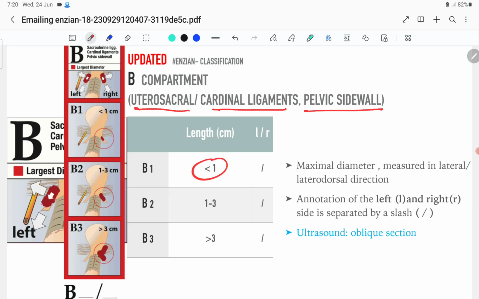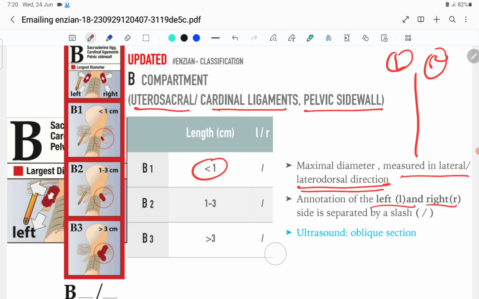So B1 is less than 1 cm, maximum diameter measured in the lateral, dorsolateral directions. Annotation is left and right, because when there is a two-sided structure, you have to write left and right. So you have to write B, left and right, like that. Suppose B1, B2: B1 less than 1 cm, 1 to 3 cm, more than 3 cm.